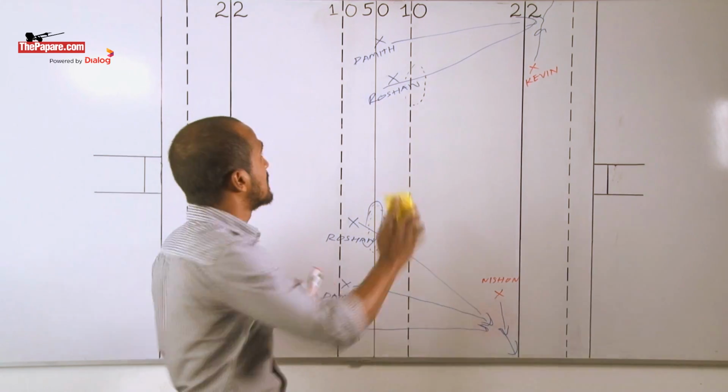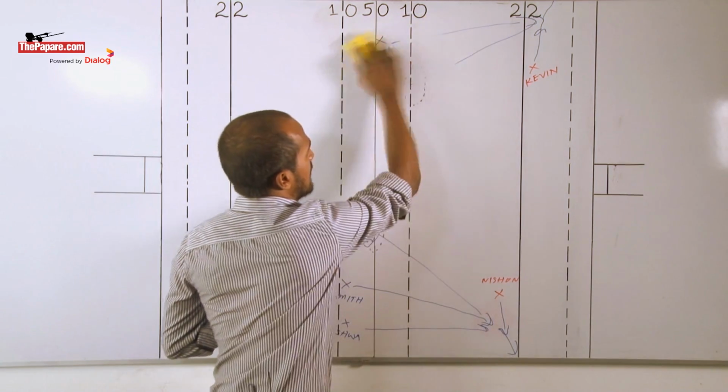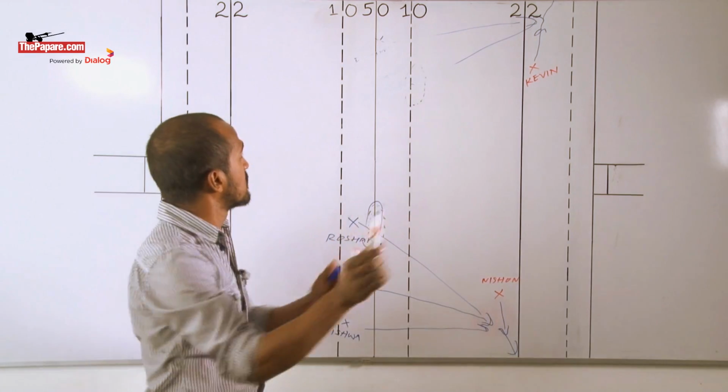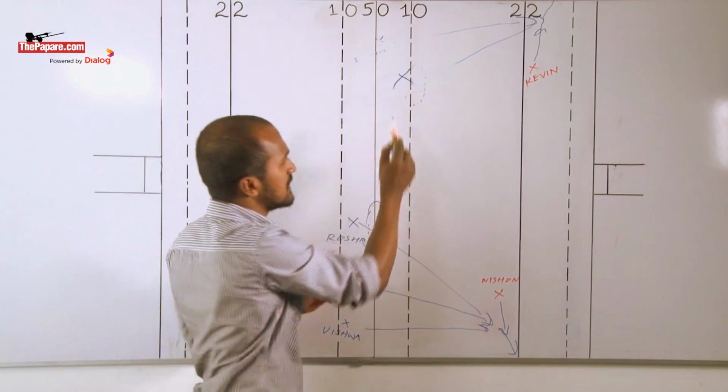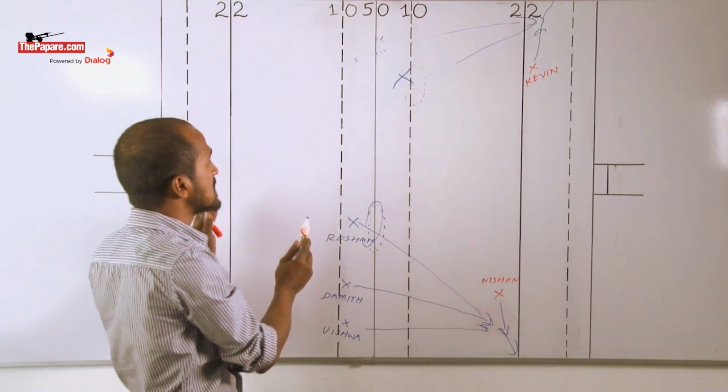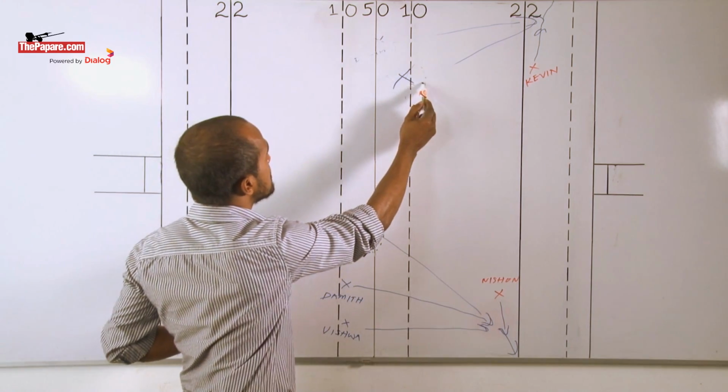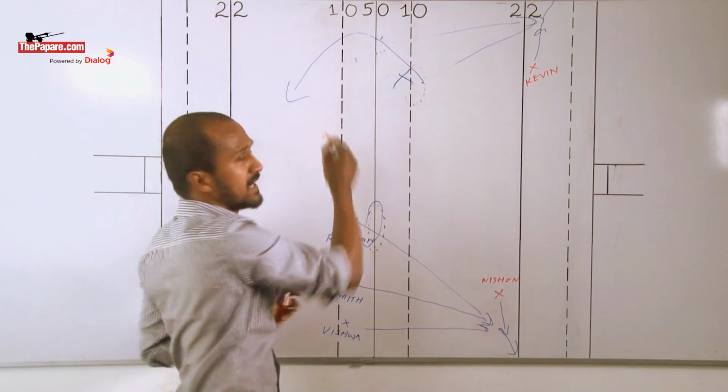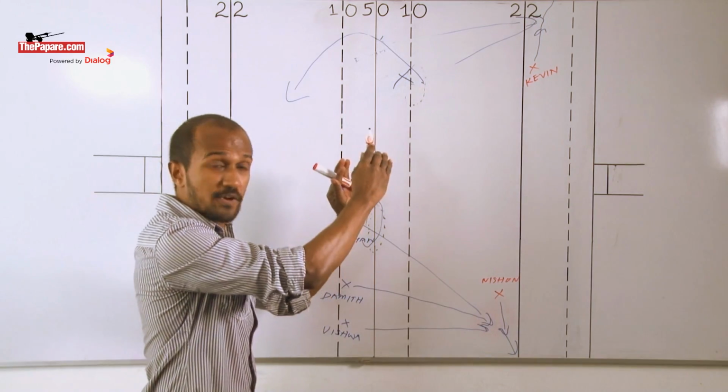Now how did the second try come? How did the second try come from Roshan's box kick? Somewhere from here, Kandy attacking right to left. Now in the second half, Roshan this time made a huge up and under. It's a box kick with a huge loop on it.